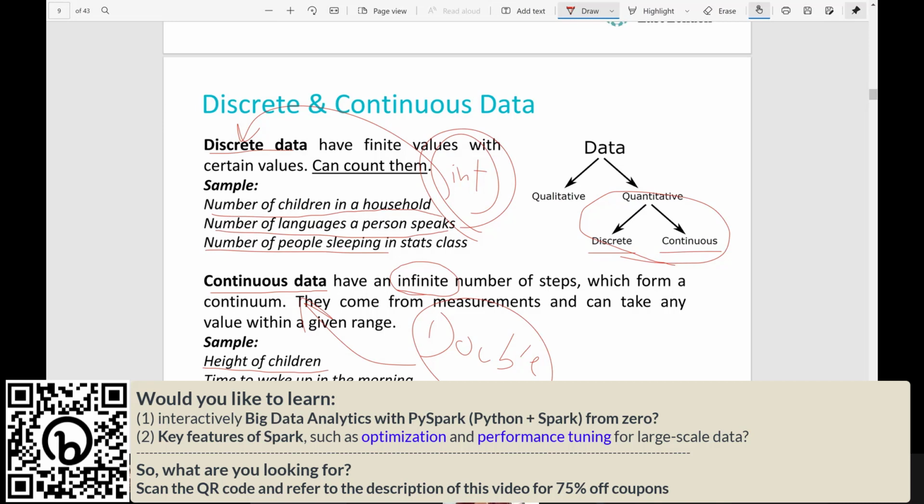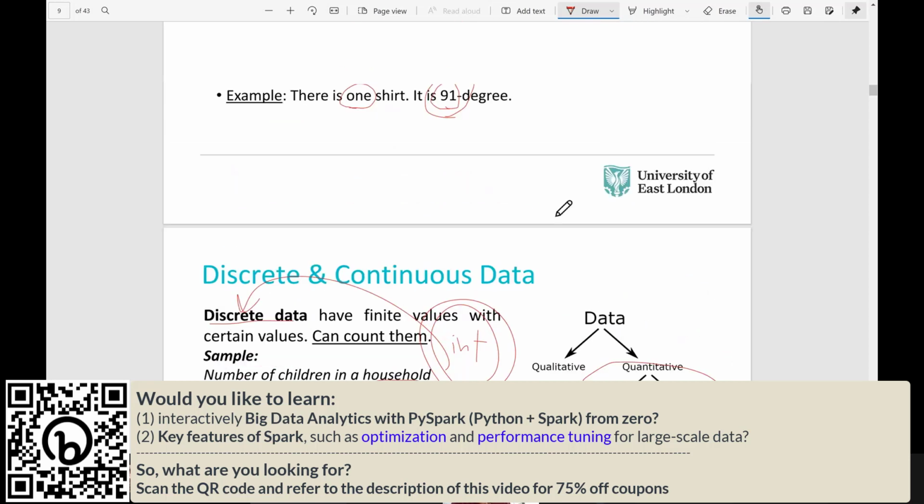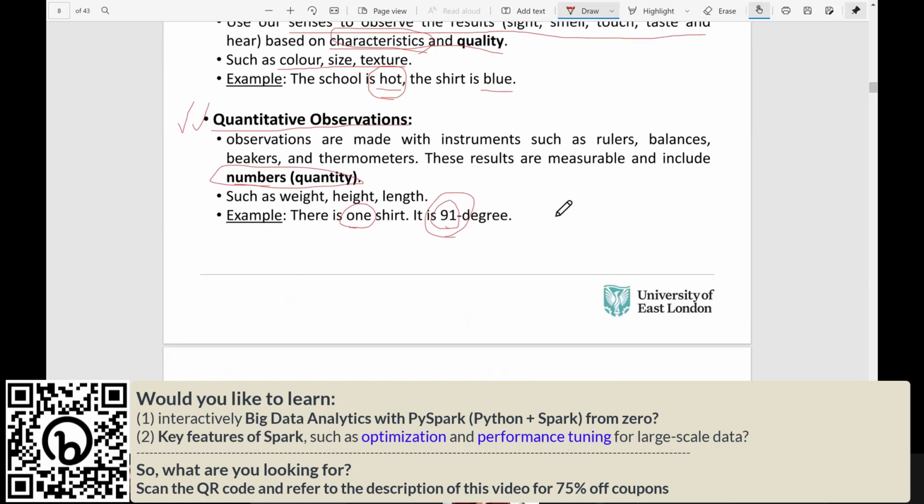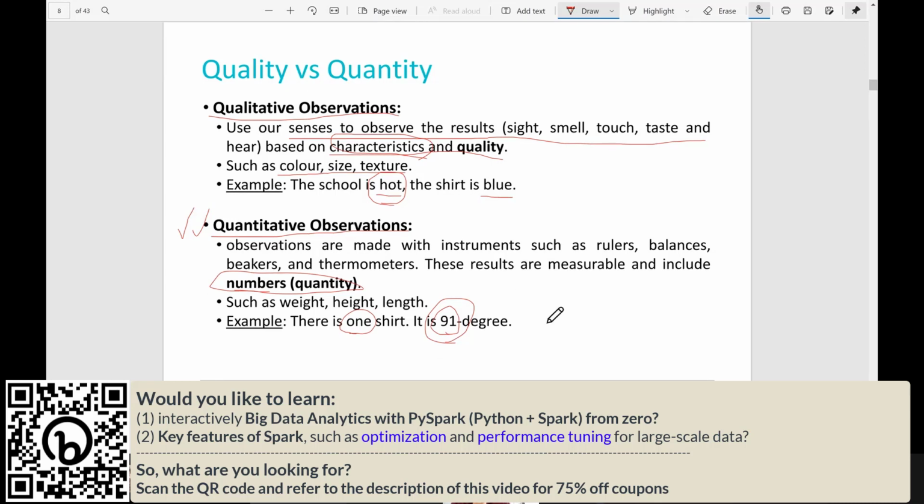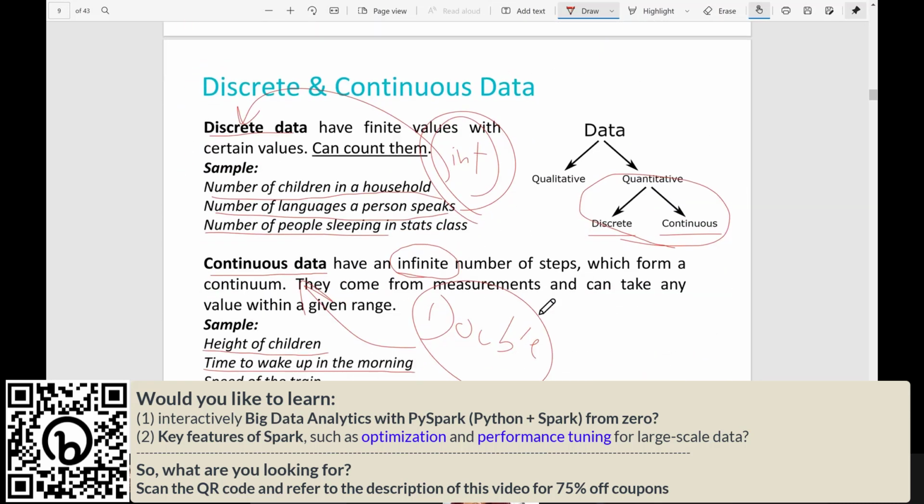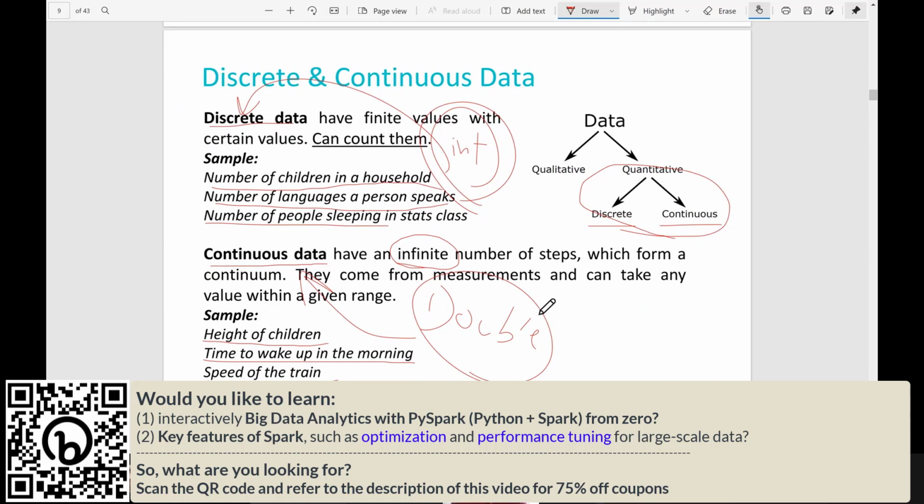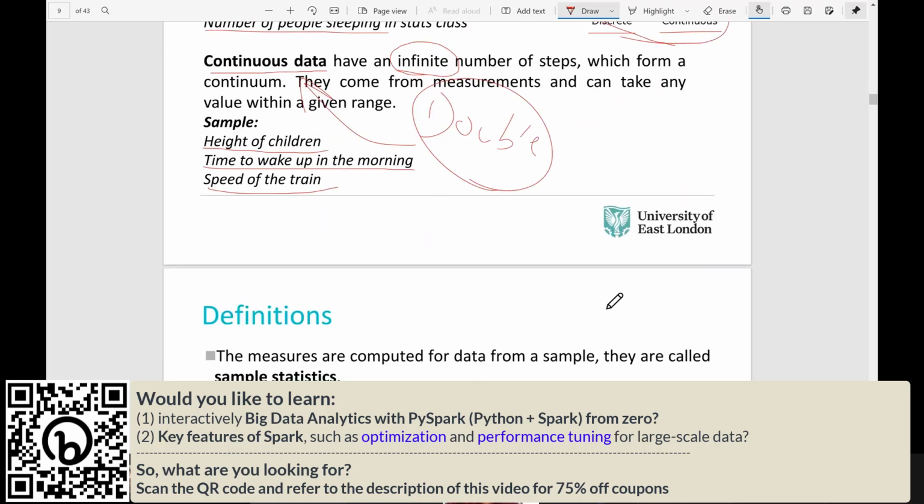So to conclude these 3 slides, we have qualitative and quantitative data. Qualitative is about the characteristics of data, but quantitative is about the number of data, talking about quantity. And as I said, we need data to be in quantitative format to be able to analyze and count them, and we will see the techniques so you will understand why we need quantitative data. Then we have 2 types of quantitative data, discrete and continuous, which just separate these 2 types of data.